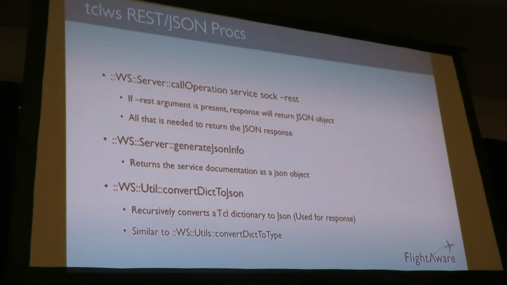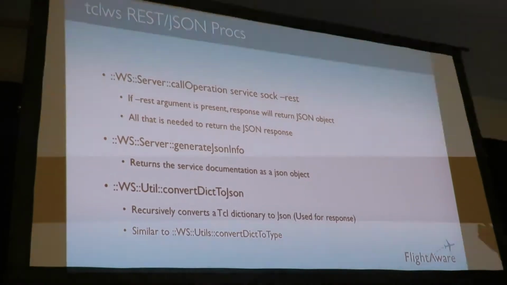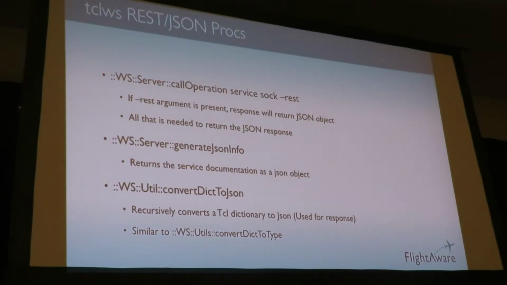For the REST implementation in tclws, there's a couple of procs that were added. So call operation, that proc existed already. It's what you were probably using before, when you were making the SOAP operation. It just takes a new argument now of -rest. If you specify that, when you call it, you'll get a JSON response back. So that's really all that's needed in order to get this new functionality. There's not a whole lot of work that has to be done on the back end from a developer standpoint.